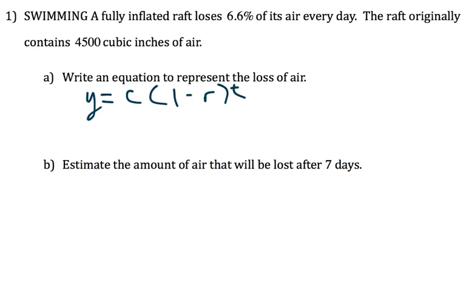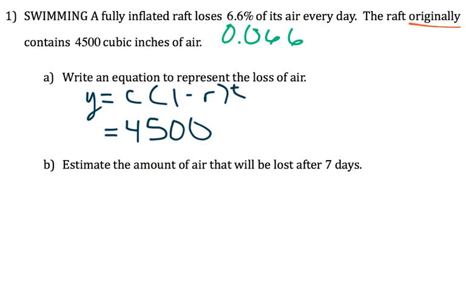A fully inflated raft loses 6.6% of its air every day. Maybe before you even move on, you change that to a decimal by moving the place twice over, 0.066. The raft originally contains 4,500 cubic inches of air. That word originally is a hint that we're supposed to consider that our initial value. So that when I go through and I write an equation to represent the loss of air, I have 4,500 times the quantity 1 minus 0.066 to the power of t.